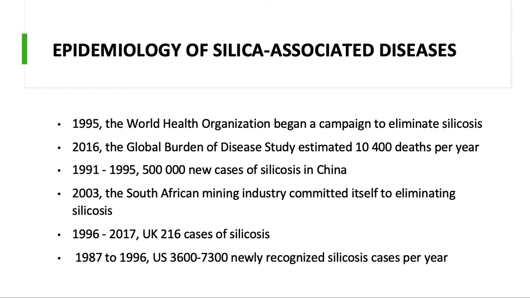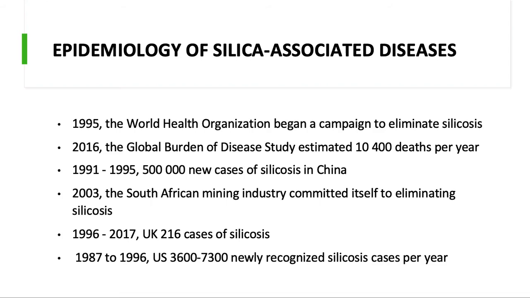In 2003, the South African mining industry committed itself to eliminating silicosis, the target being no new cases by 2013. However, there was no significant decline in overall silicosis prevalence among a cohort of working gold miners in 1984 compared with a further study between 2000 and 2009.